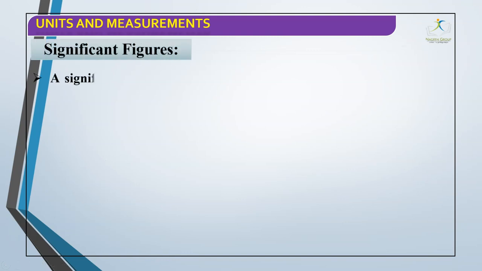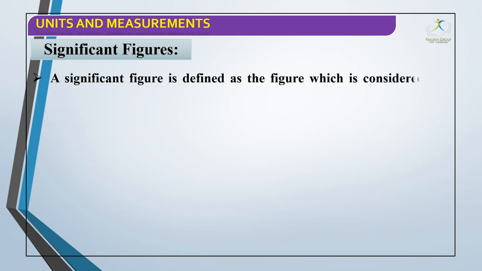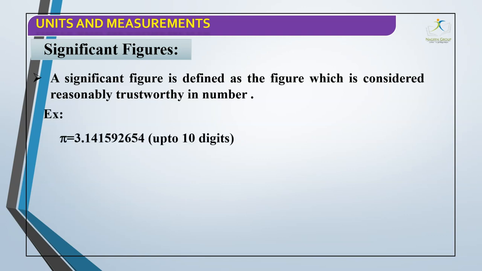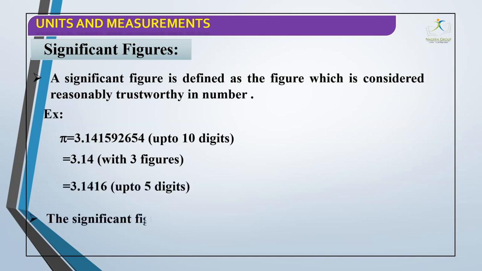Significant figures. A significant figure is defined as a figure which is considered reasonably trustworthy in a number. For example, the value of pi we generally take as 3.14, but the correct and trustworthy value is 3.141592654. This is up to the 10th digit, and the other is a 3 figure, so this is a 5 digit.